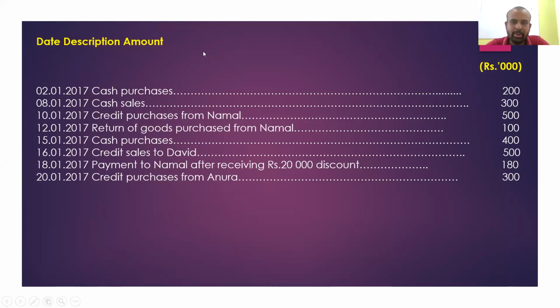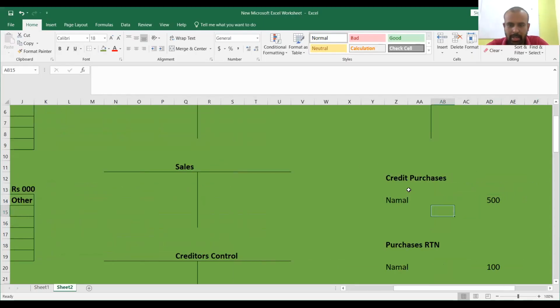There was a credit purchase from Anura, 300. Okay, credit purchase is 300. Good. Wow, you know the purpose of recording that there.